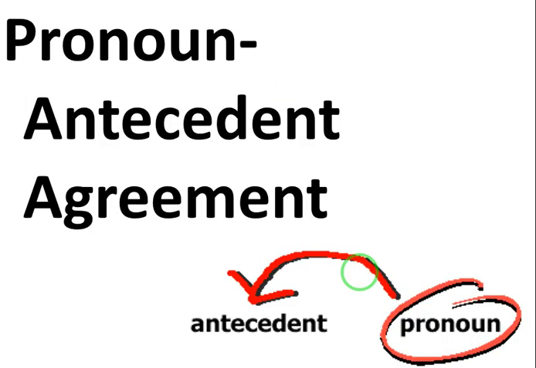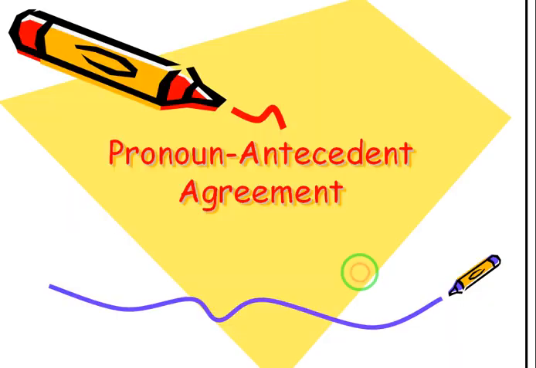Pronoun and antecedent have to agree in number and in gender, of course. It's very important that all the time the pronoun and its antecedent agree. So if I say, for example, "John and I," the pronoun has to be we. So it has to agree with the antecedent, John and I.